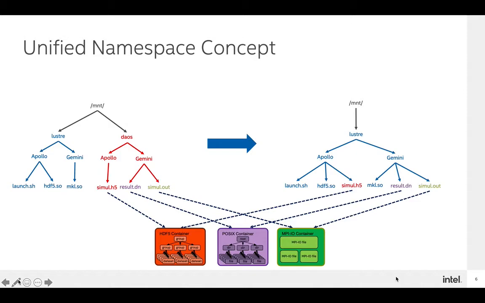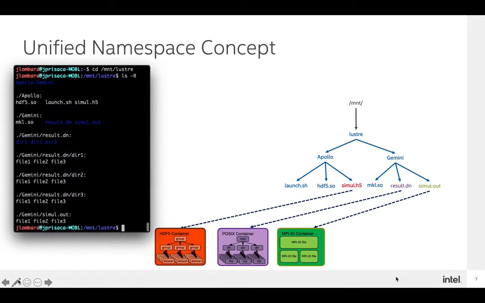You have MNT Lustre, where you will have the traditional directory: Apollo, Gemini, and Lustre files, launch.sh, HDF5, for instance, scripts, libraries and binaries and so on. They don't necessarily make sense to store on DAOS, which uses more expensive storage. So storing them on Lustre and rotating media might make more sense. But then you will have some special files inside Lustre, simul.h5, result.dn, and simul.out, that will point at the DAOS container in a very similar way as if you were under MNT DAOS.